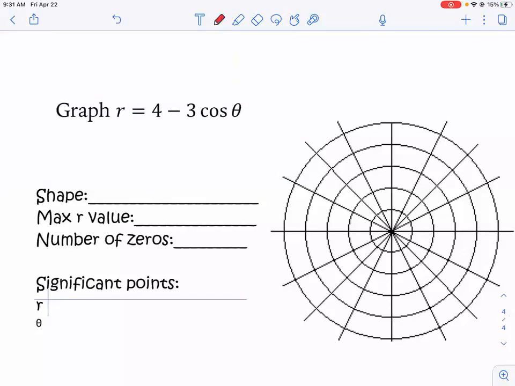All right, let's talk about this together. Owen, what type do we have? Did you say dimpled? Dimpled, like a dimple. Okay, 4 divided by 3 is between 1 and 2. So we have a dimpled limaçon.